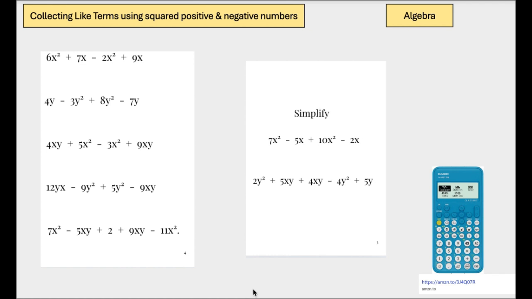Guys, so this is collecting like terms. It's just the same process as normal numbers and letters, but we've got a squared. That's the only difference, so don't be frightened. I know you hate maths, but I'm going to show you how to do this as easily as I possibly can.